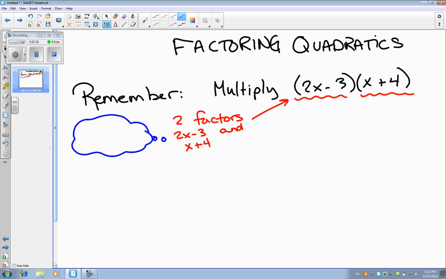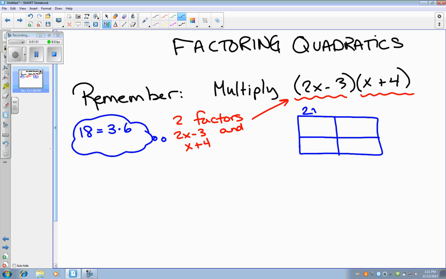Factors are the things that make up a bigger number. So like 18 has factors, for example, of 3 and 6, because 3 times 6 is 18. So when you were a little kid, you learned this. And now we're moving into polynomials like what you see up here. So we have the factors, and the first thing they taught you in Algebra 1 was how to multiply those two factors together. Maybe you learned that by using a rectangle.